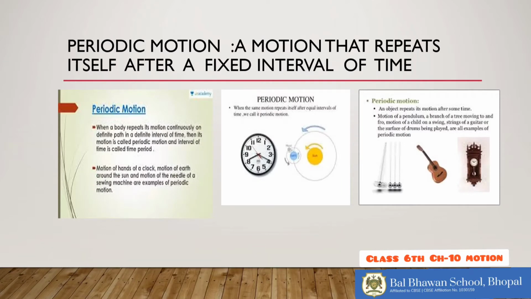Now coming to periodic motion, a motion that repeats itself after a fixed interval of time. That is the motion of hands of a clock, motion of earth around the sun, motion of the needle of a sewing machine, rotation, revolution are all the examples of periodic motion.